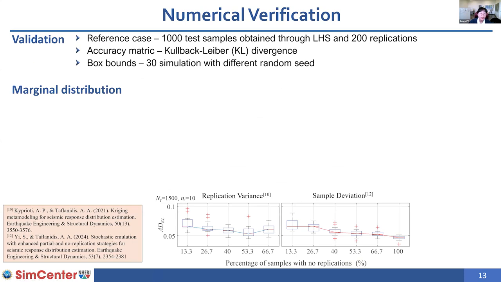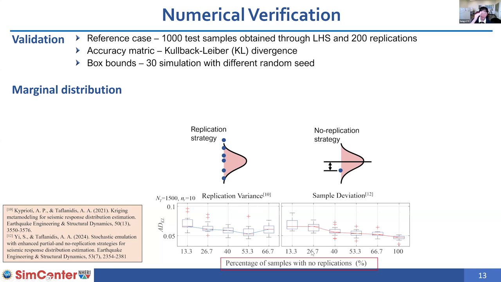And we generated reference cases using 1,000 test samples, and for each of them, we compared the predicted distribution with the reference distribution using KL divergence. And I'm showing the result box bound for 30 different independent simulations with different random seeds to show how robust those methods are. And I'm showing the prediction accuracy for replication strategy versus non-replication strategy.